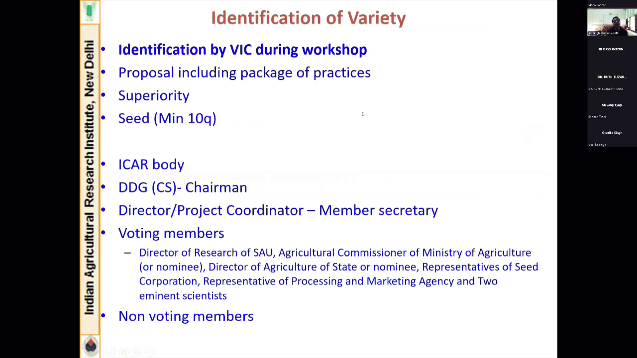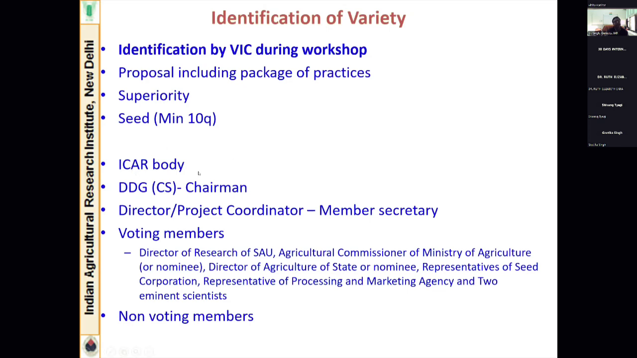Then comes identification of variety. Identification of variety is done by the Varietal Identification Committee, which is constituted, and this meeting is held during the workshop. In this, the proposal, including the package of practices, is submitted, and the committee sees the superiority. There is a condition that a minimum of 10 quintals of seed should be available in the case of wheat. Likewise, for different crops, different seed requirements are fixed, so that we can put the varieties in the seed chain if released.